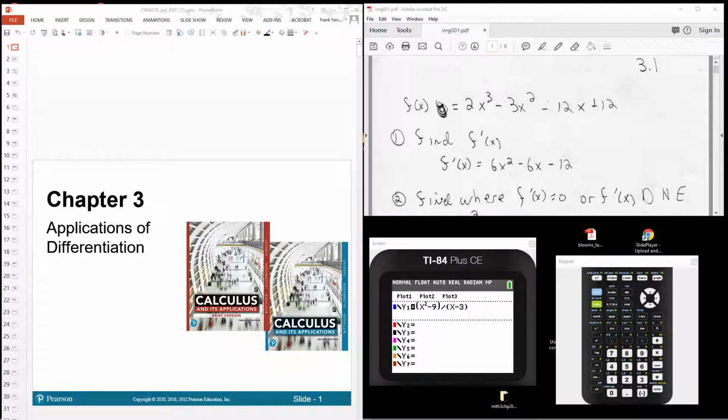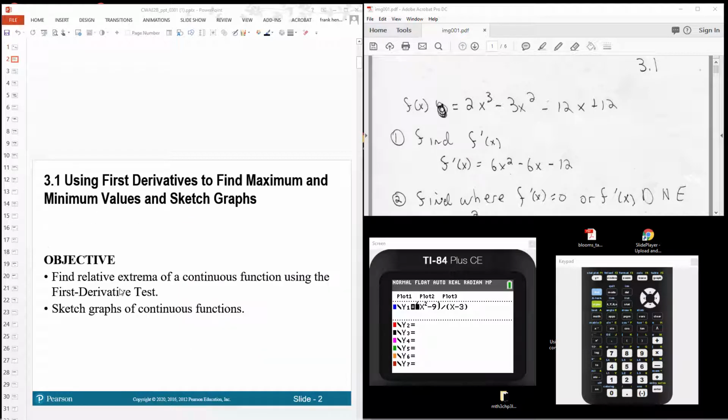Applications of differentiation. Objective: find relative extrema of a continuous function using the first derivative test. Discuss graphs of continuous functions.